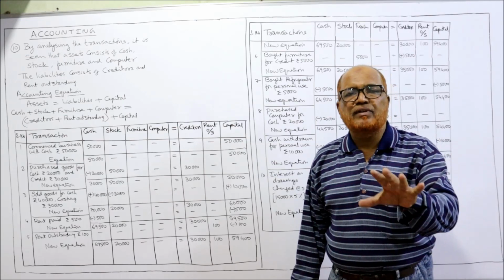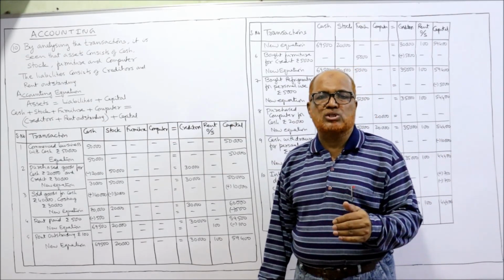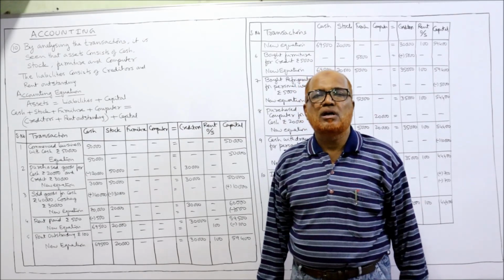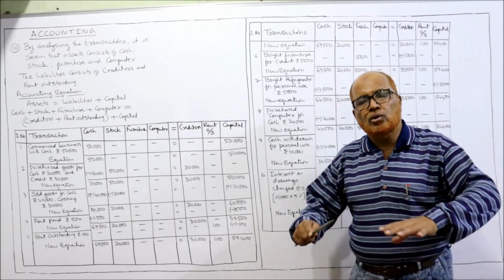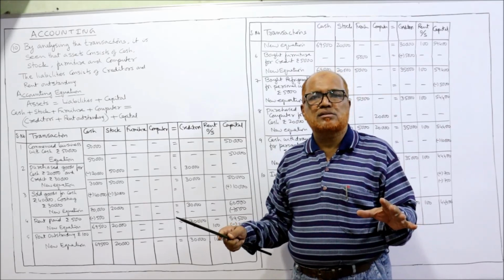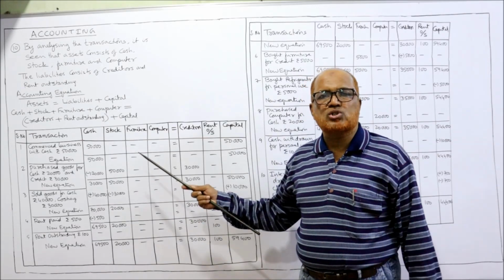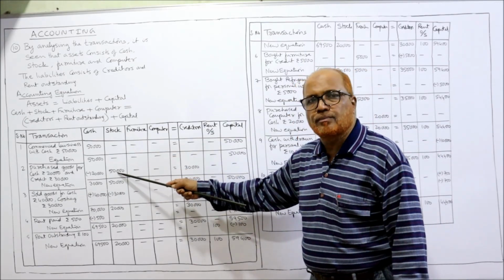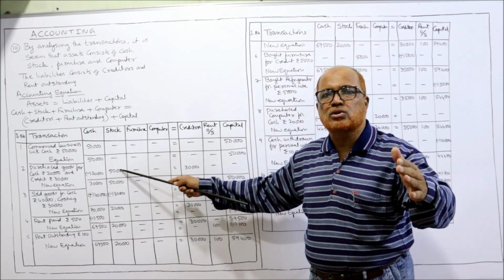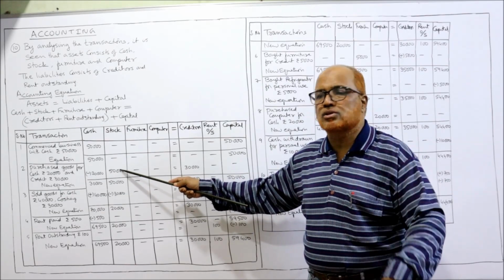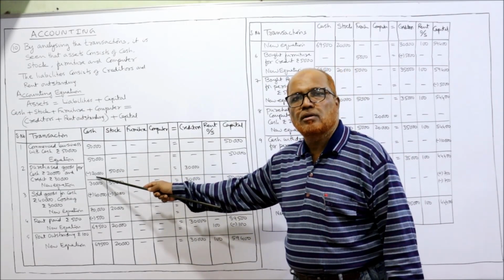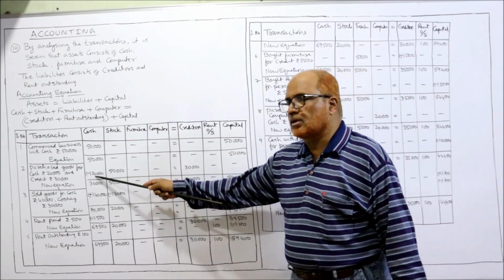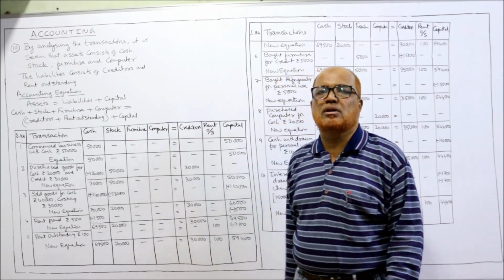So totally 50,000 goods were purchased, out of which 20,000 cash purchases and 30,000 credit purchases. So total 50,000 purchases. When we purchase the goods, our stock will increase. So in the stock column 50,000. Cash is going out. How much cash purchases? 20,000. So minus 20,000. Cash is going out 20,000, whereas stock is coming in 50,000.